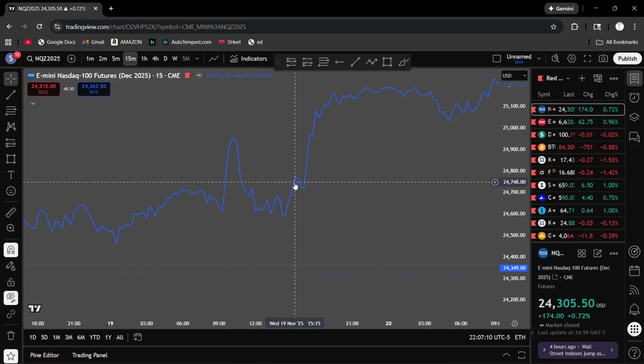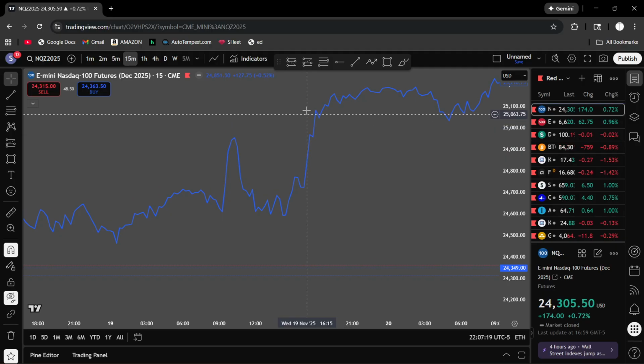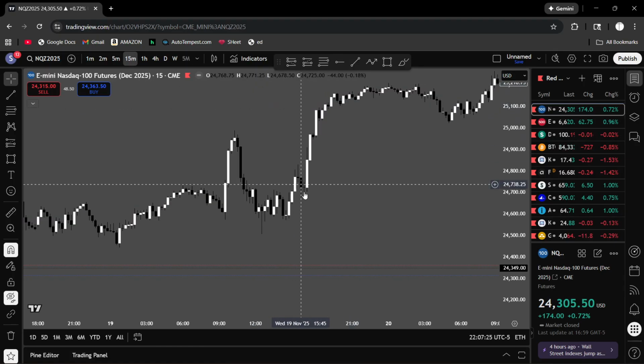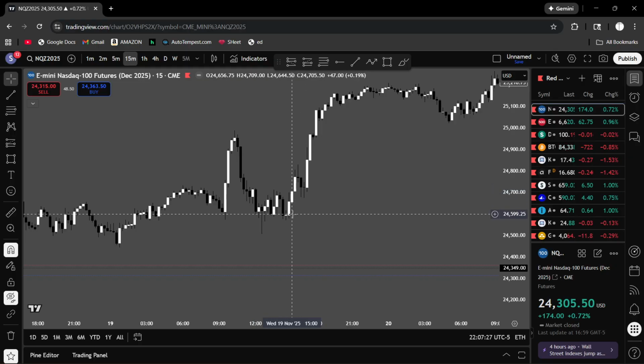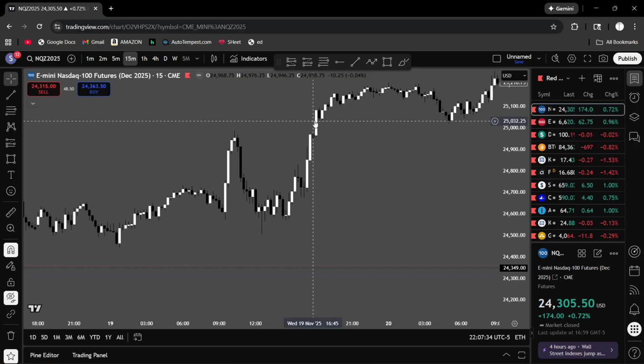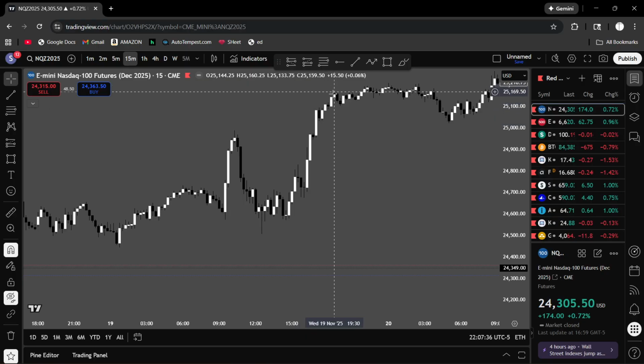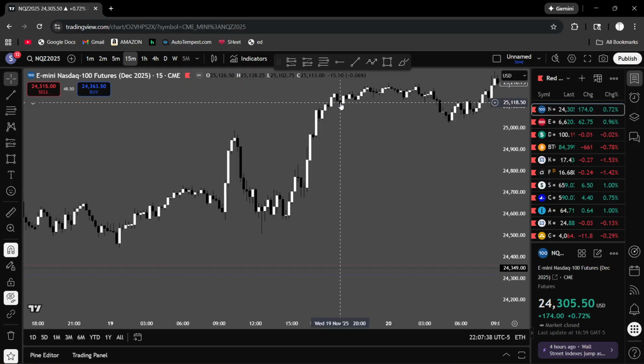Like right here, we're going higher. We have a low, higher low, higher high, higher low, higher high, higher high, higher low, higher high, higher low, higher high. And if we change this back to candles, we can see exactly that's what it is. We have a low here, followed by a high, followed by a higher high, followed by another higher high, followed by a higher low, higher high, higher low. And you get it.